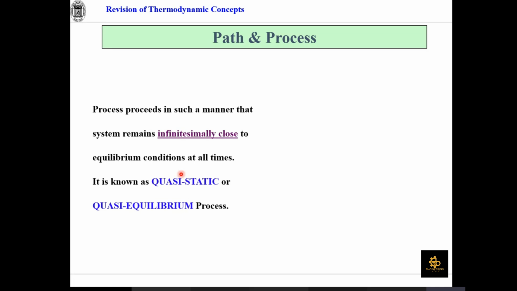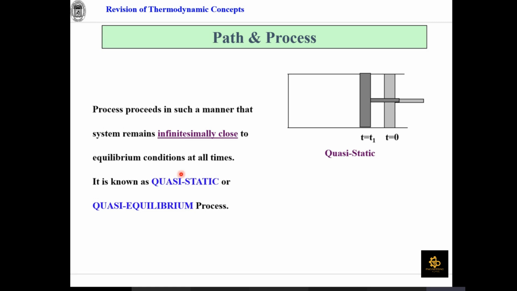Then there will be a term called quasi-equilibrium process. A quasi-equilibrium process is basically a process that proceeds in such a manner that the system remains infinitely close to equilibrium. For example, there will be a piston-cylinder arrangement, and it goes from state 1 to state 2. Going from state 1 to state 2, if it takes some time, but the change in the system properties, for example the change in pressure, temperature, volume, is very small, then we can define it as a quasi-equilibrium process, but that only happens for a very small time. That term is called a quasi-static or quasi-equilibrium process.